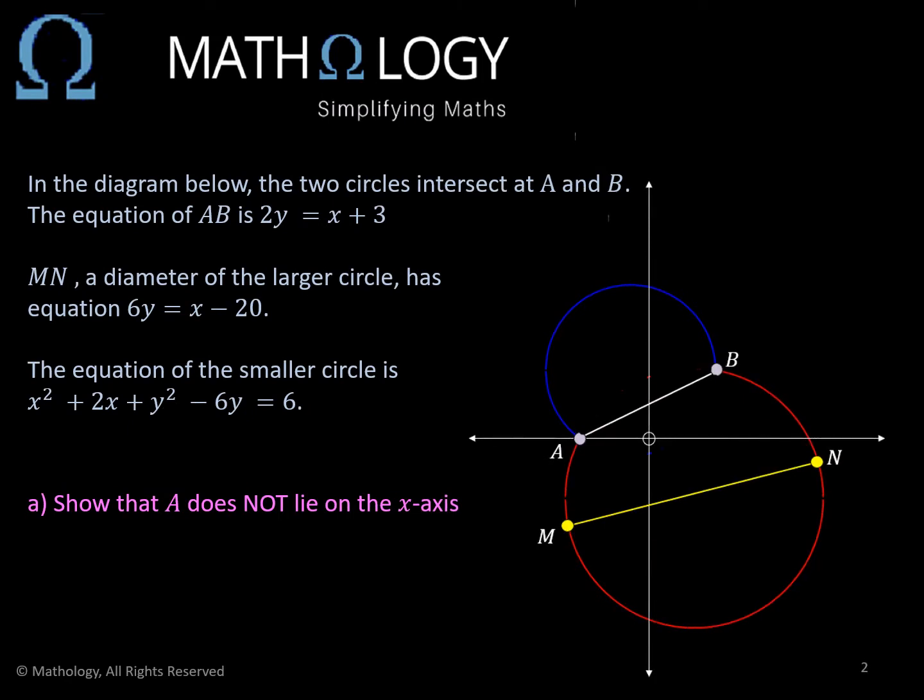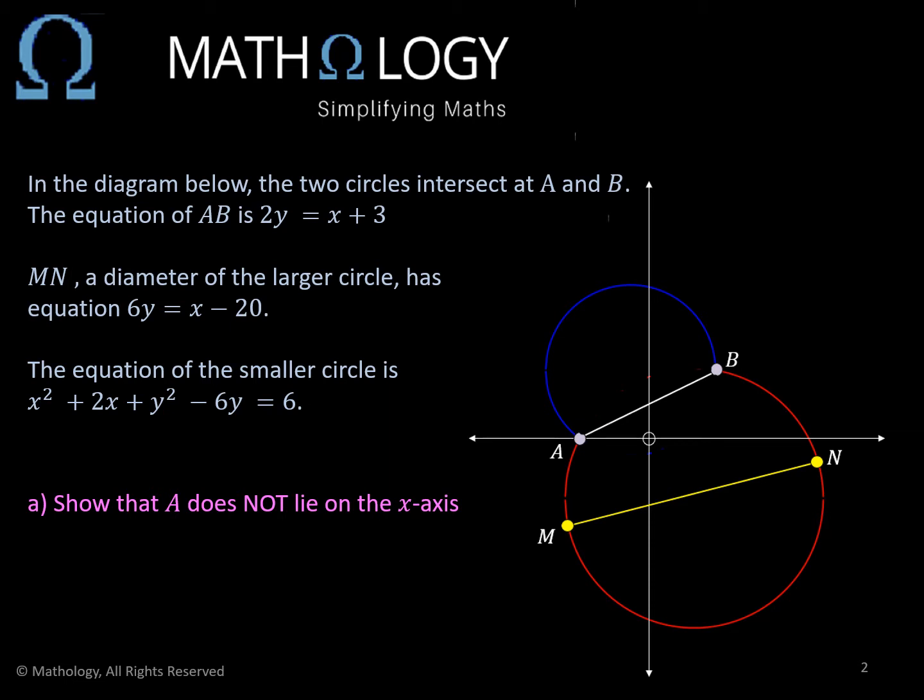We are told that the two circles intersect at points A and B. If point A does indeed lie on the x-axis, then the y-coordinate of point A must be 0, since that is the definition of an x-intercept. So, to determine the coordinates of points of intersection, we equate two functions.